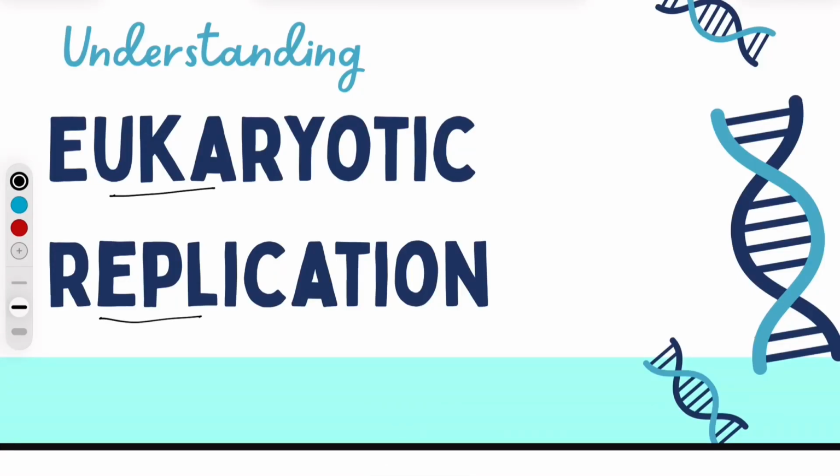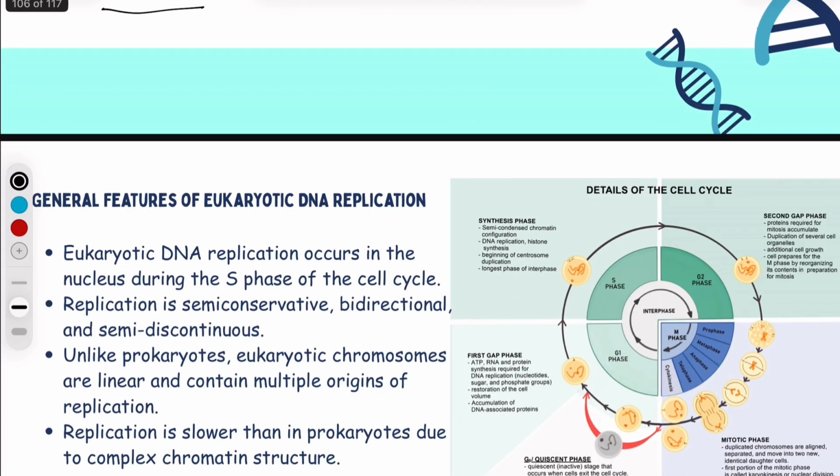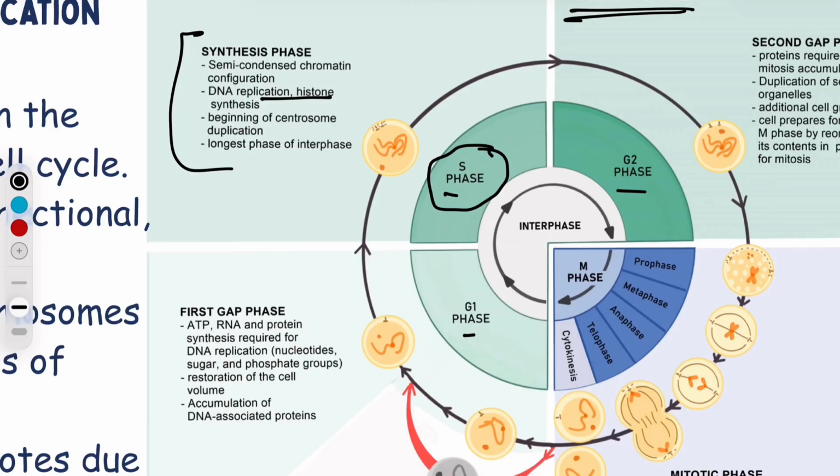Today we will cover eukaryotic replication, which is almost the same as prokaryotic except for the initiation and termination processes. Looking at the cell cycle again, you can see that in eukaryotes also, S phase is the synthesis phase where DNA gets replicated and histones get synthesized. So here we will see how eukaryotic replication is different from the prokaryotic one.